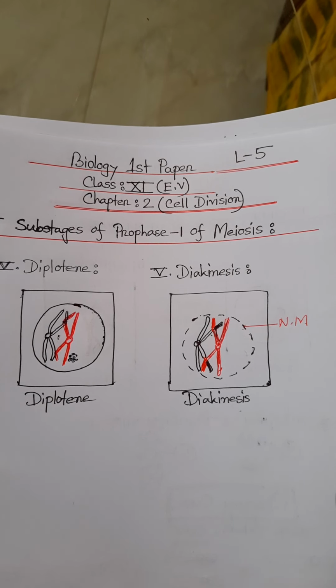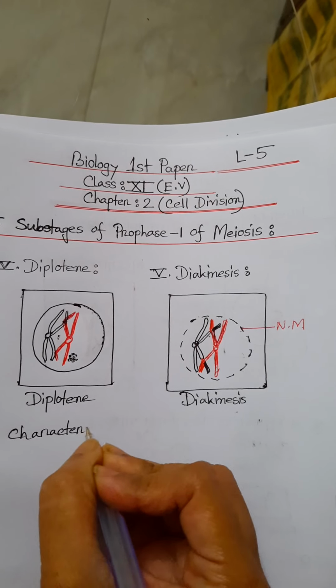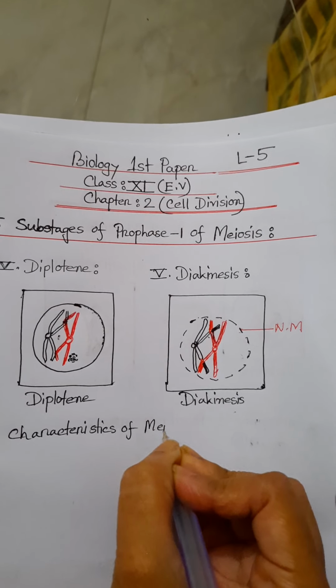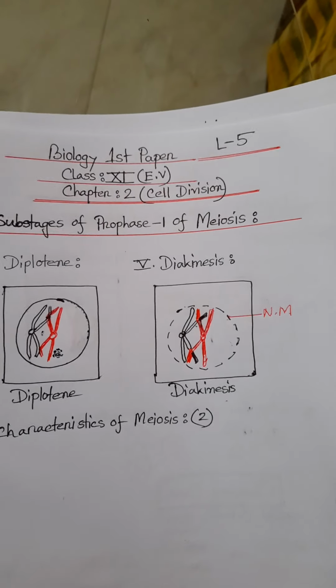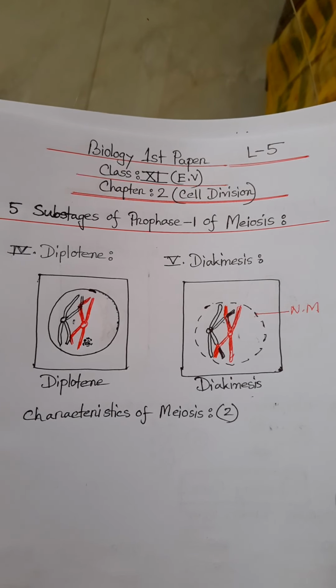Then go to the characteristics of meiosis. This is a 2-mark question. Characteristics of meiosis: meiosis takes place in the gamete mother cell of a diploid organism. Synapsis takes place between 2 homologous chromosomes. 2 homologous chromosomes means one set from mother and one set from father. You know what a homologous chromosome is.